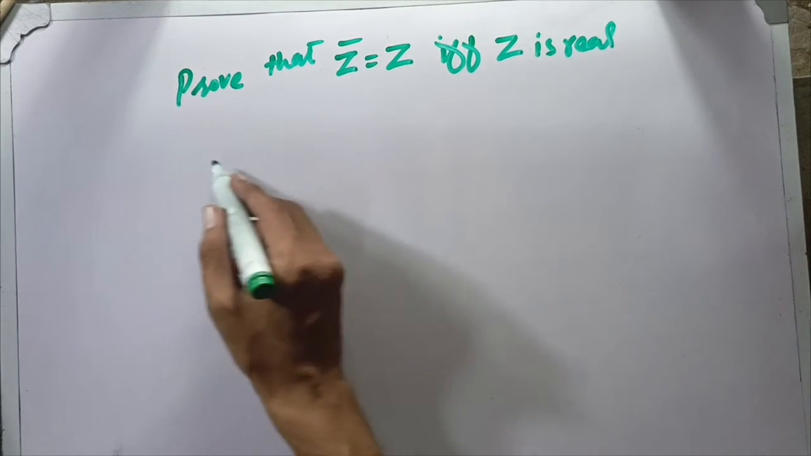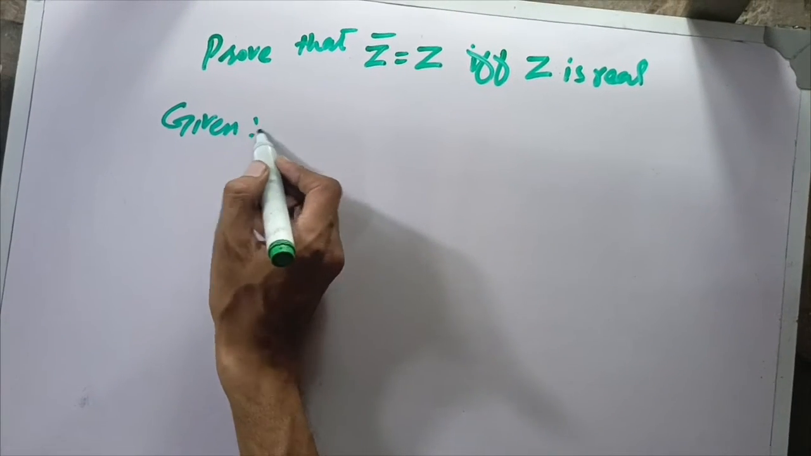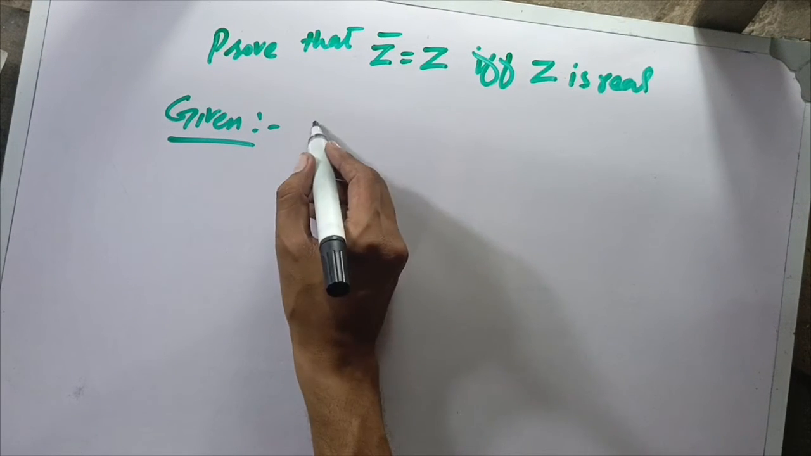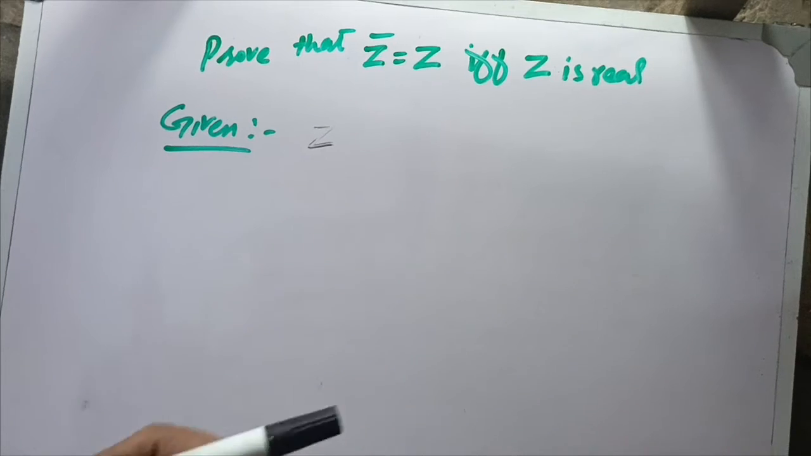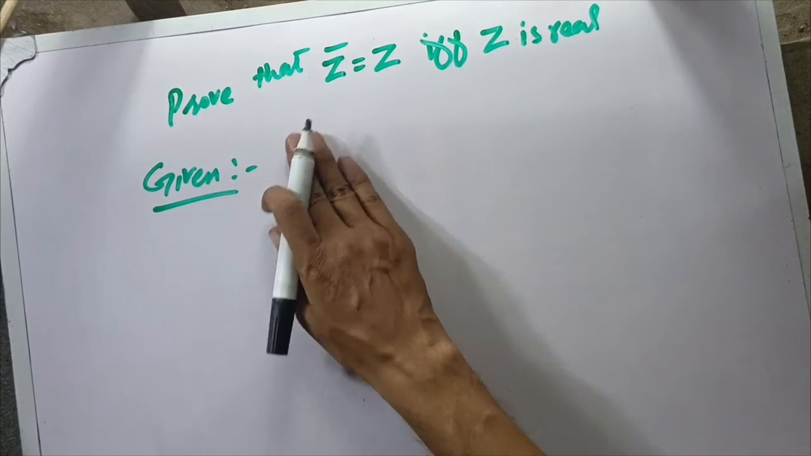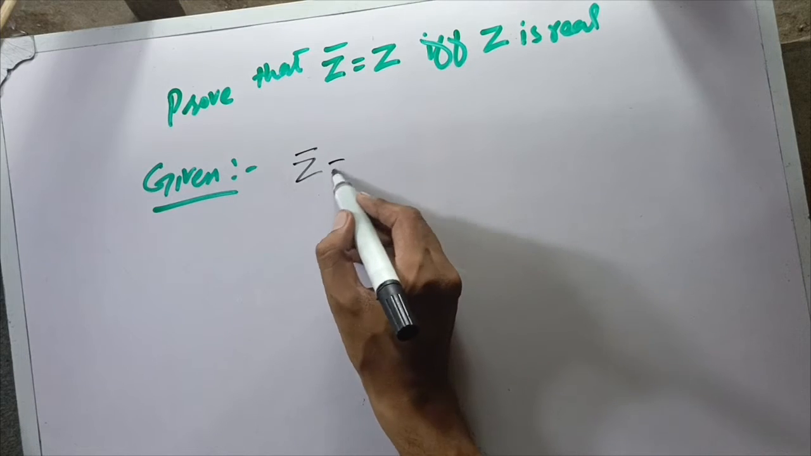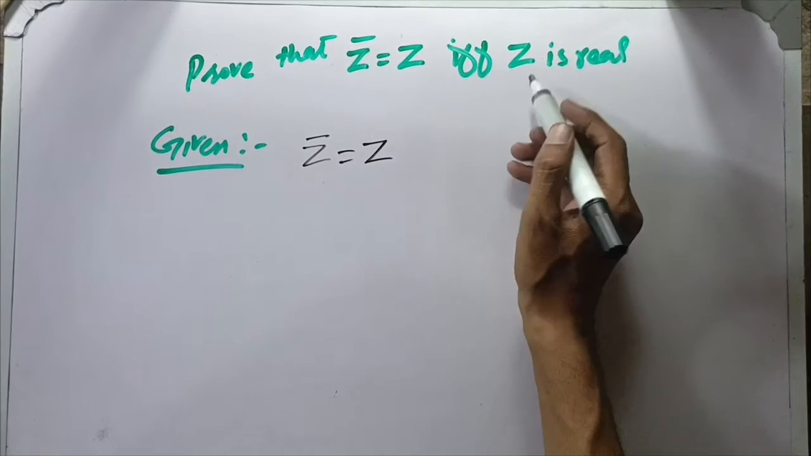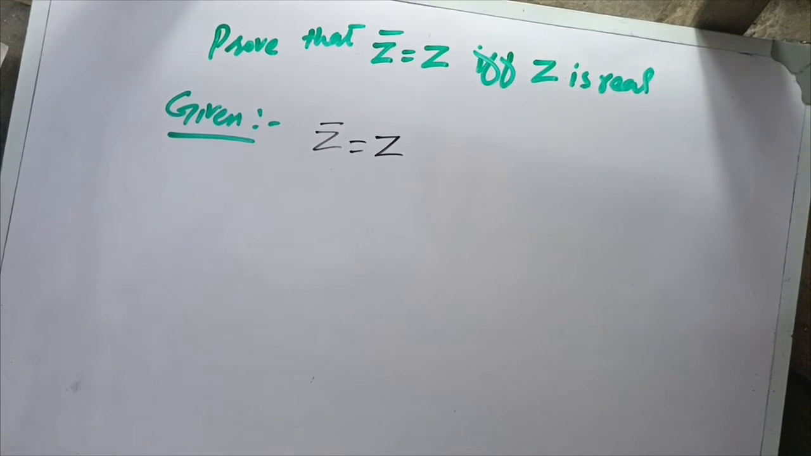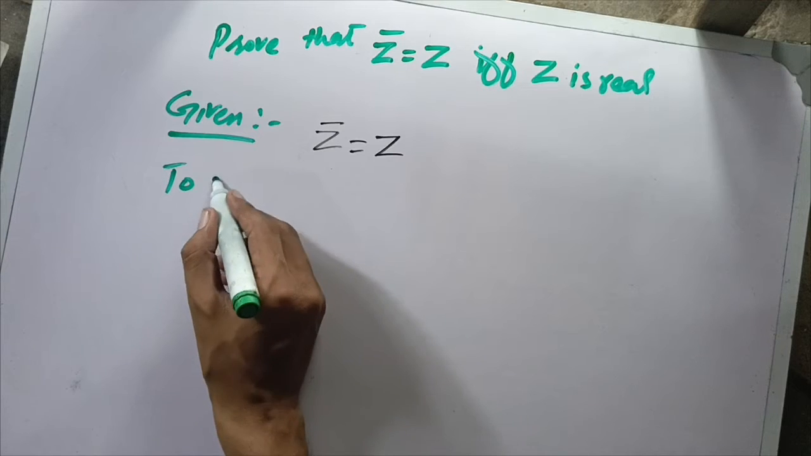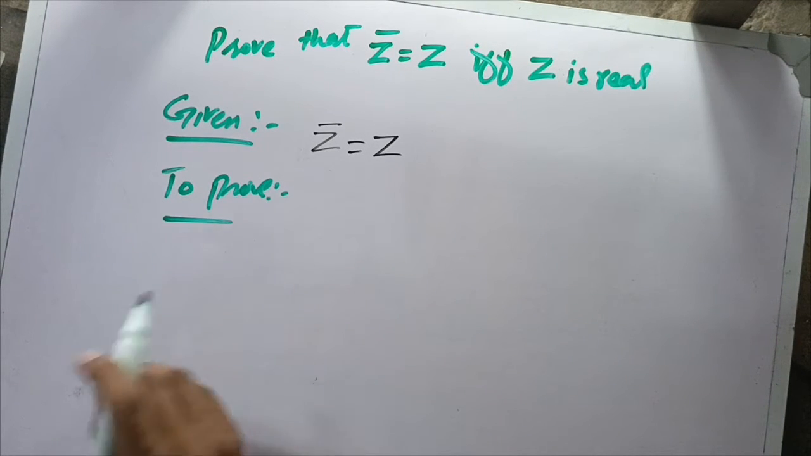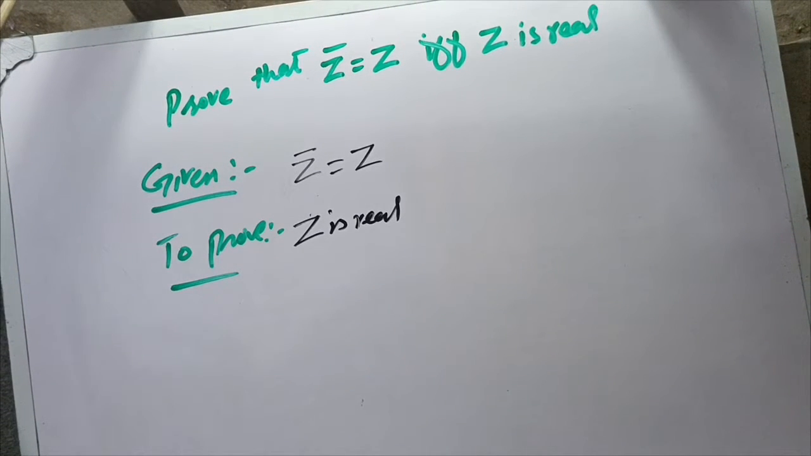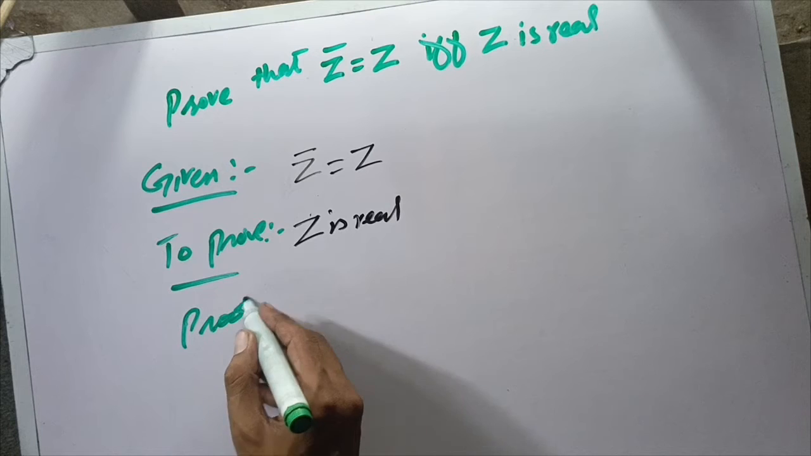So for the solution, we are given that z conjugate is equal to z, and we want to prove that z is real. So how are we going to prove this?